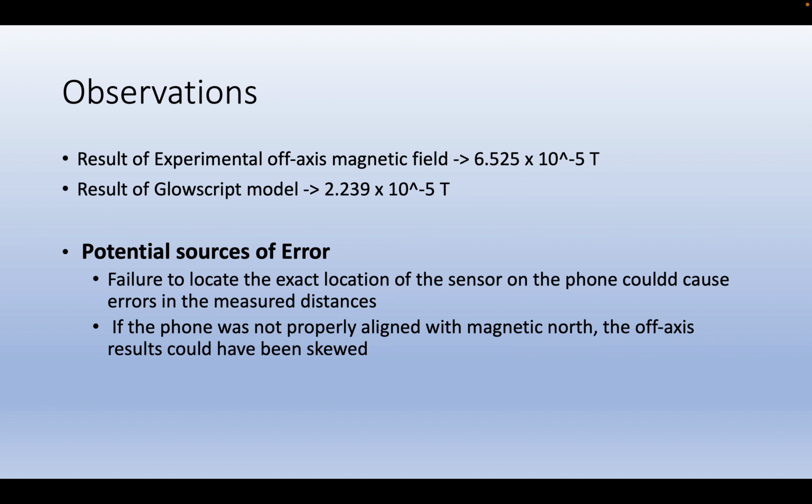Some of the observations that I made, like I stated before, it was the difference in the experimental magnetic field and the calculated GlowScript model. So some of the potential sources of error here could include the failure to locate the exact location of the sensor on the phone, which would cause some errors in the measured distances. And if the phone was not properly aligned with magnetic north during this, the results could have been also skewed.